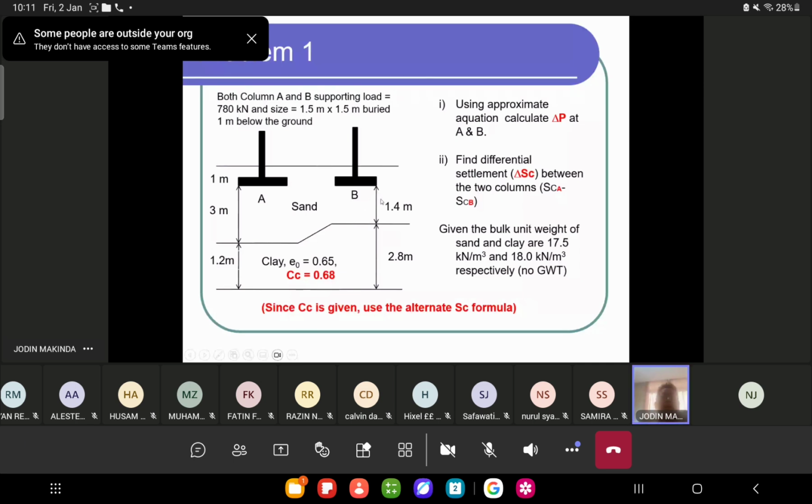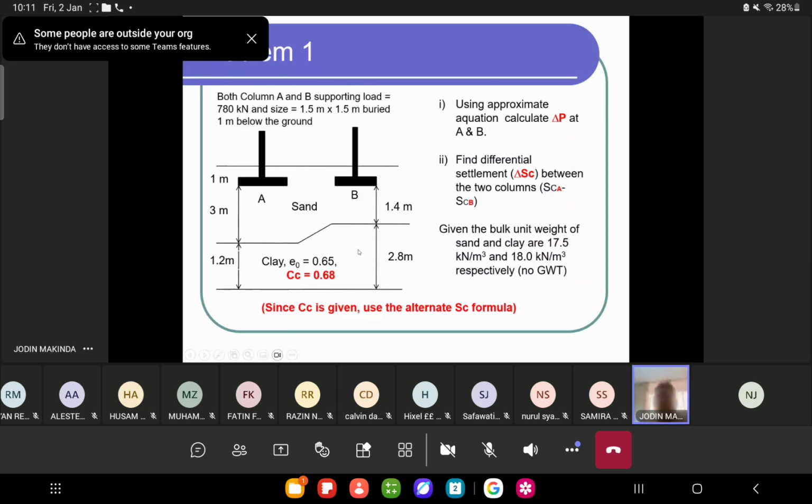Both columns are square columns, 5 meter times 5 meter, and they are supporting a load of 780 kilonewton. During the construction, they are buried 1 meter below the ground, 1 meter for column A, 1 meter for column B.